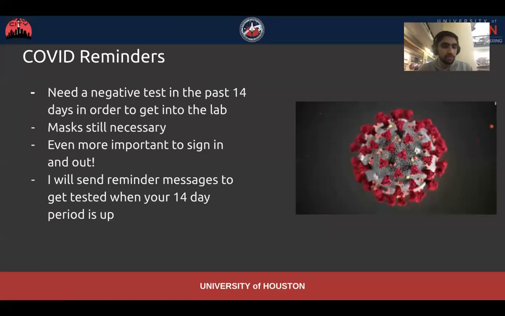The COVID reminders, same as last week: reminder that you do need a negative test in the past 14 days to get into the lab. Keeping your mask on while in the lab is so important, and then just remembering to sign in and out. It seems like you guys have been doing a good job with that, so keep it up. And then just adding on that, I will send you guys reminder messages to get tested when your 14-day period is up. So if at any time you want to request when your next due date is, or when your 14-day period is up, then just shoot me a DM and I'll be happy to provide information.